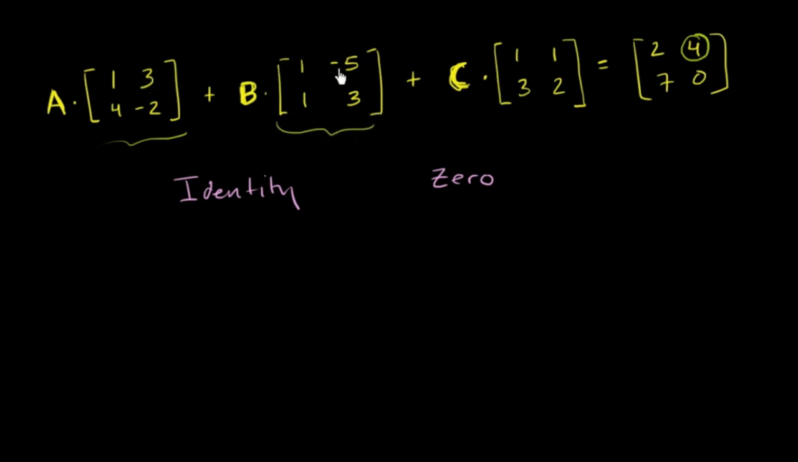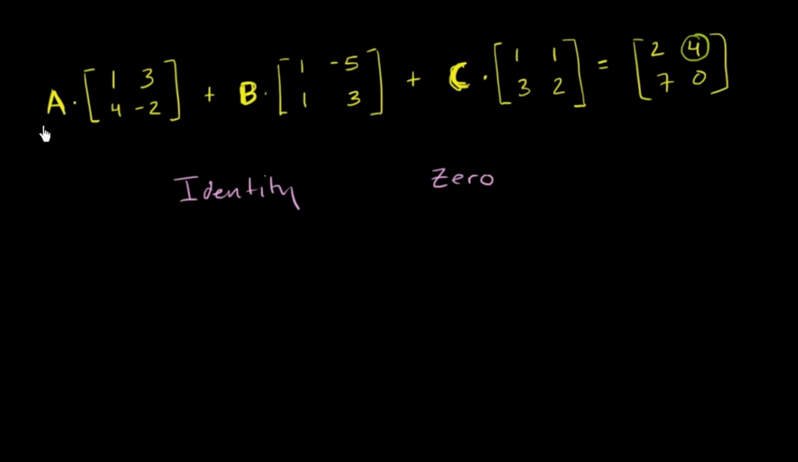So 3 plus -5, that is not equal to 4. So A and B can't both be identity matrices with C being the zero matrix. Let's think about other combinations here. What about B and C being the identity matrices and A being the zero matrix?